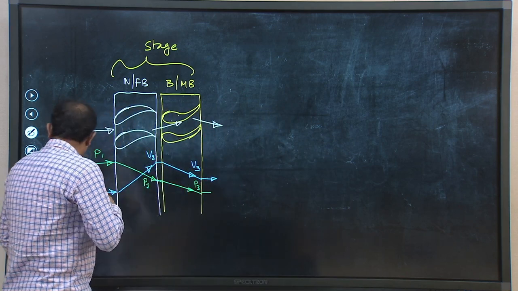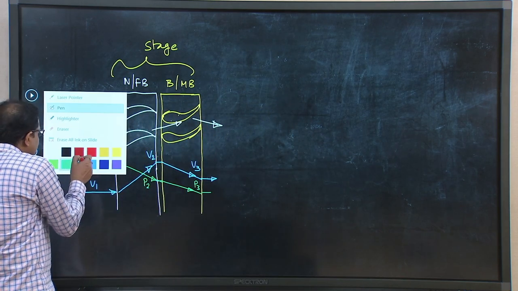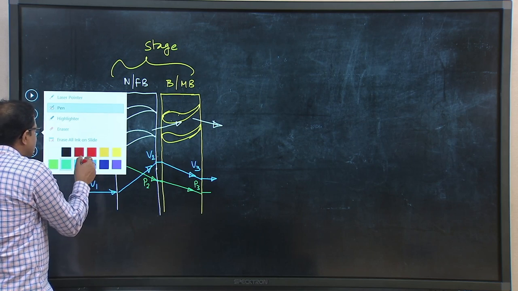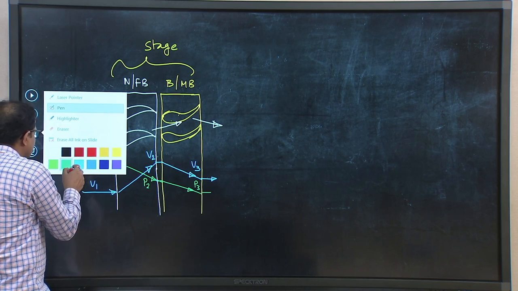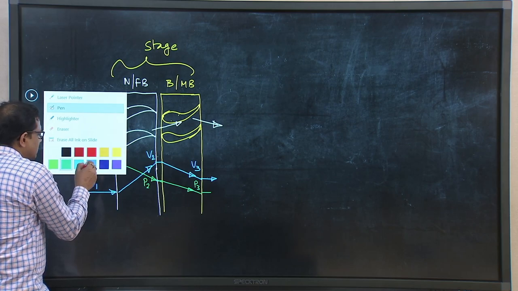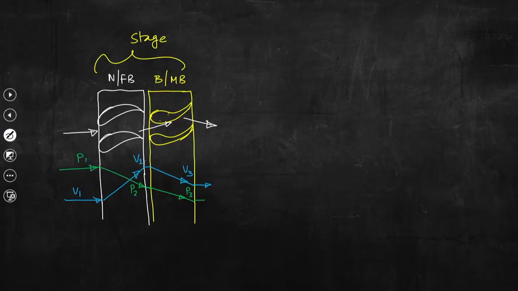Now, let us consider the case when there is no pressure drop inside the first row of moving blades. In such a case, the steam velocity would have been like this.